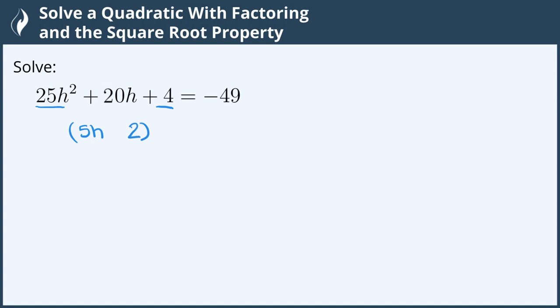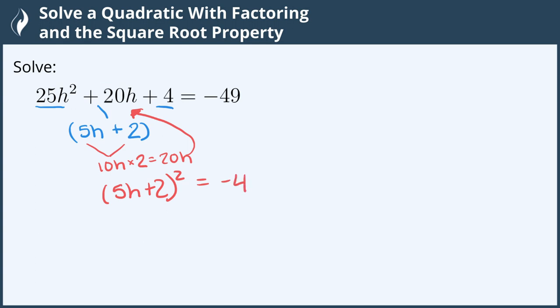And then if I take the sign from the middle, a plus sign, and then if I double the product here, 2 times 5h is 10h, and then I double it, times it by 2, I get 20h. That matches the middle term. So this is a perfect square. So on the left side, we have 5h plus 2 quantity squared, and this equals negative 49.